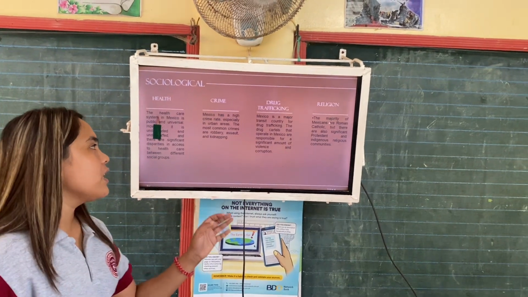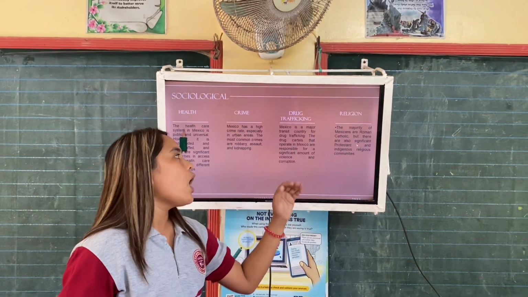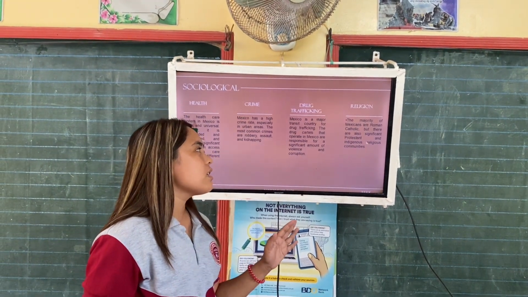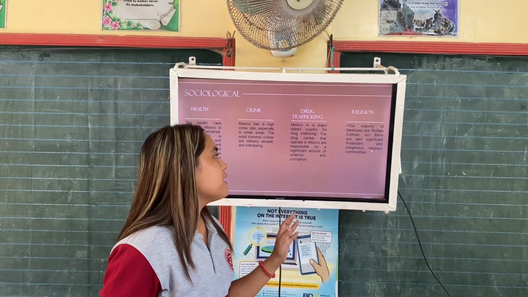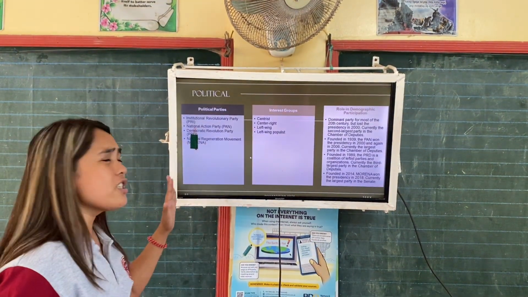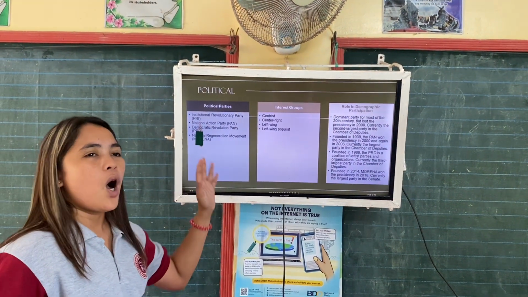And then in terms of religion, the majority of Mexicans are Roman Catholic, but there are also significant Protestant and indigenous religious communities. And now let's move on to the political aspects of Mexico.